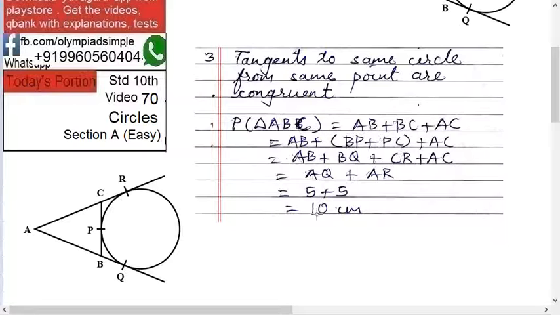Watch this part again because this is very important. This BP and BQ, how are they equal? See this, BP and BQ, same tangents to the same circle from the same point are congruent. Similarly for PC and CR, right? And then you combine this AB and BQ, CR and AC.